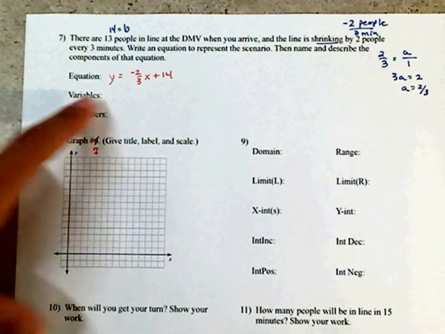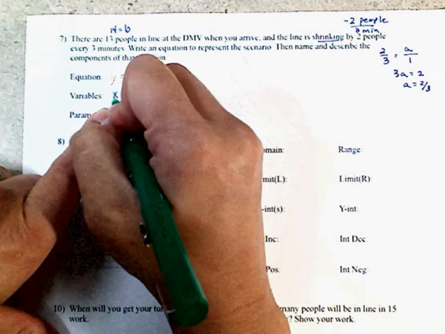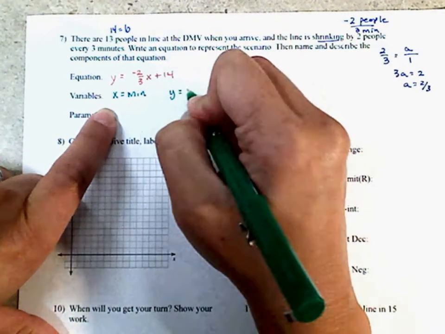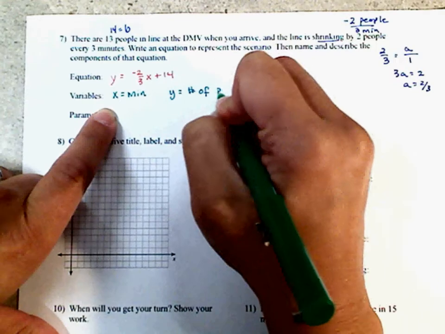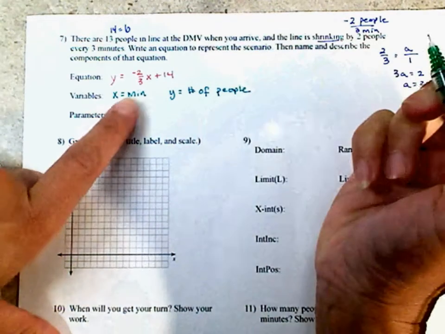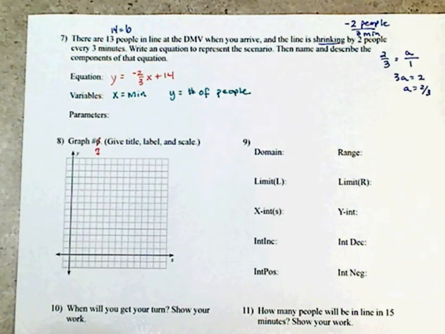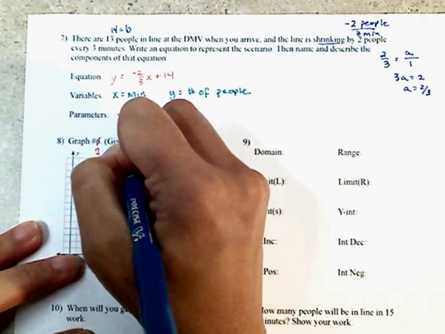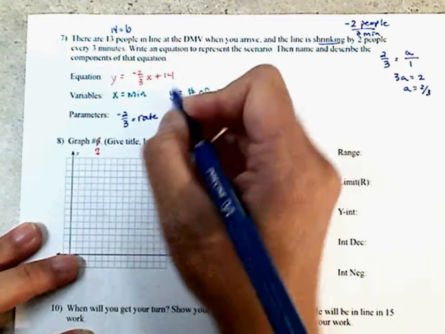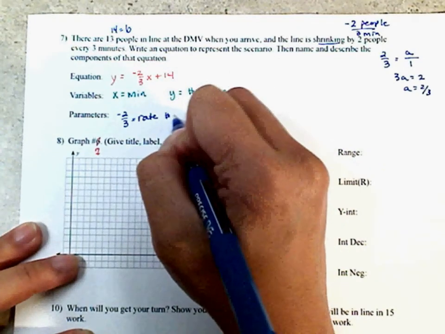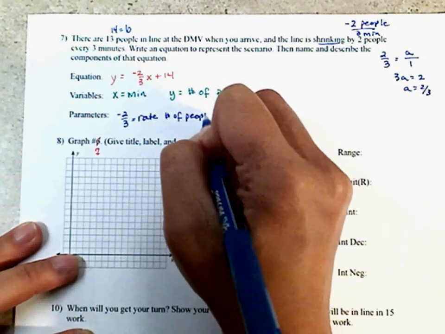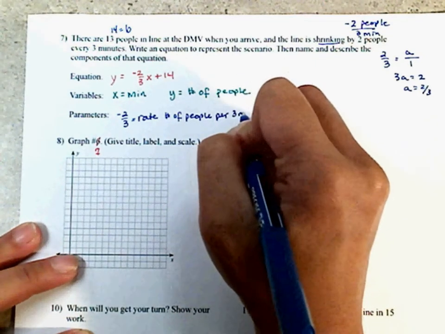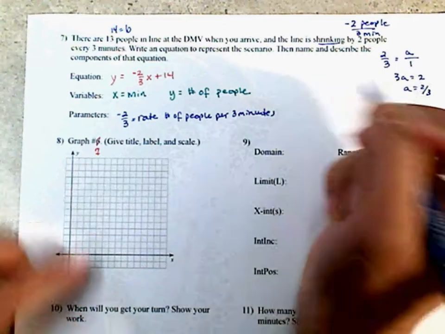Next scenario. What are your variables? Well, your variables are your x, which is the number of minutes, and your y, which is the number of people. This is the movement of people per minute. All right? Your parameters, negative 2 over 3, that is your rate, which is the number of people per 3 minutes. So that's 2 over 3.